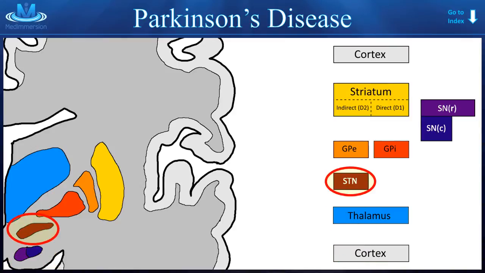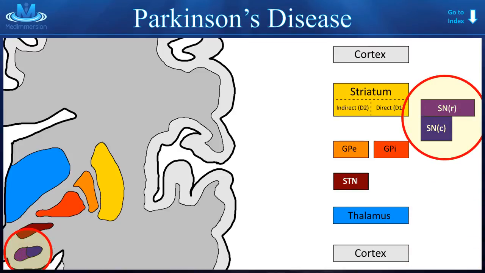Next is the subthalamic nucleus, the thalamus, and lastly the substantia nigra, with the lighter shade of purple being the substantia nigra pars reticulata, and the bottom darker purple being the substantia nigra pars compacta. Okay?